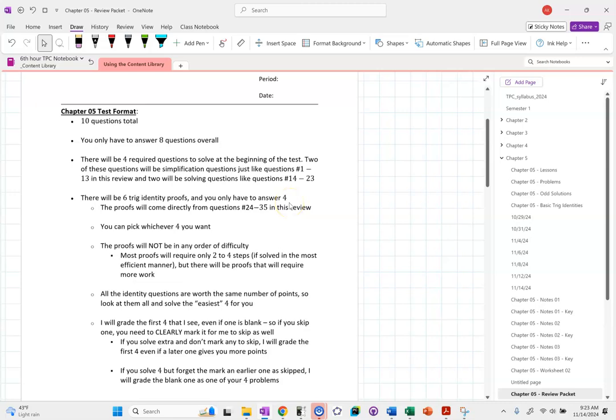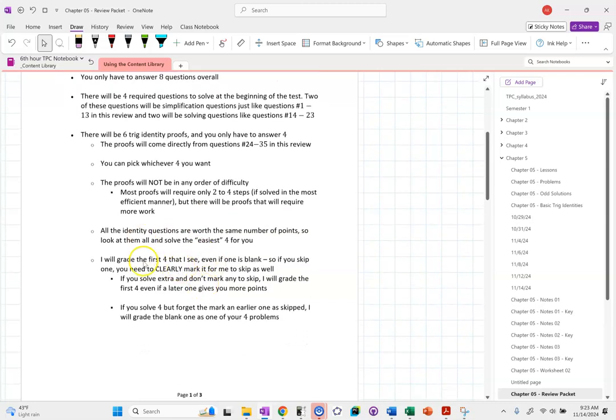So you can pick and choose a little bit and avoid the ones where you're like, I don't know what to do with that. You can pick any 4 you want. They're not ordered in difficulty. What's hard for one person might be easy for the next. It's just about, do you see the pathway to the finish line? Sometimes that's easy to see, sometimes it's not. There's no way, shape, or form that they range from hardest to easiest. I'm only going to grade the first 4 that I see.